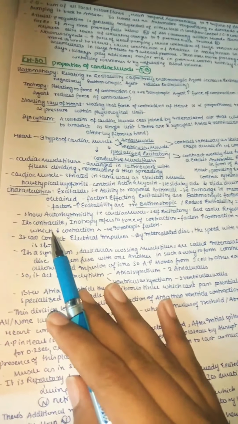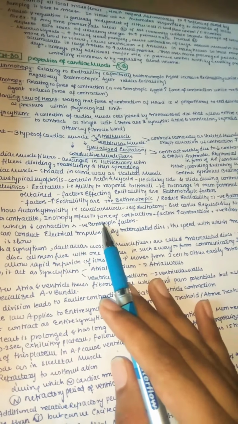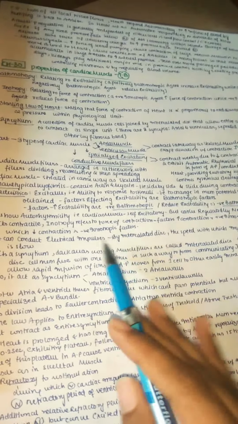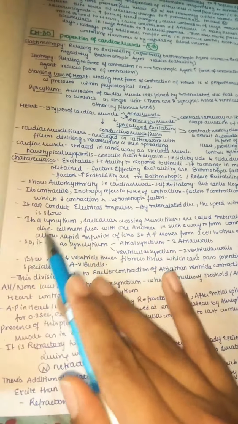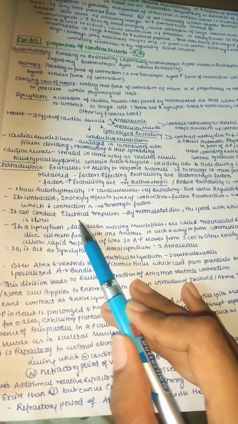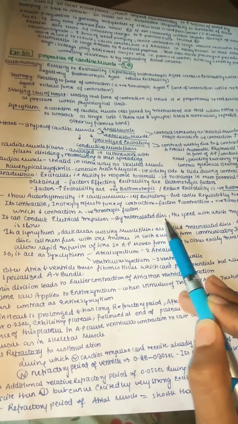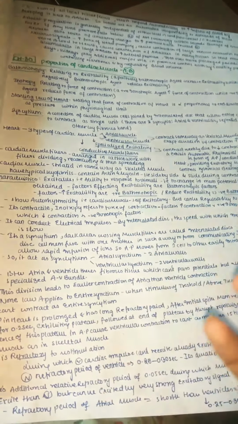So it's contractile. Cardiac muscle is contractile, and inotropy refers to the force of contraction. So the factors which increase the contraction are positive inotropic, and which decrease it are negative. We already completed this. So it can conduct the electrical impulses mainly by intercalated discs. These play a very important role. Intercalated discs are nothing but the gap junctions.